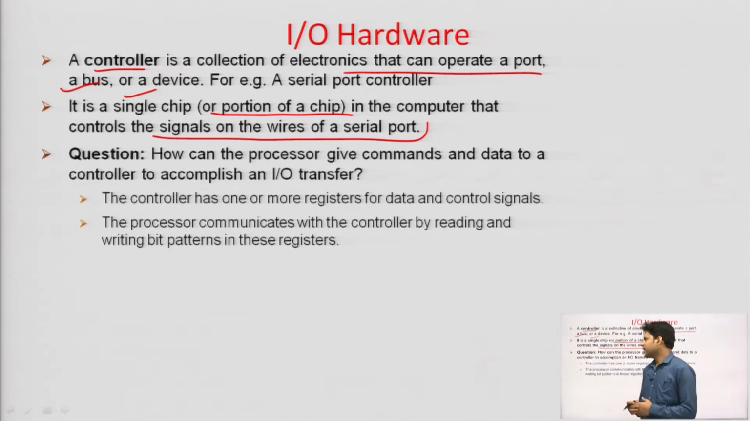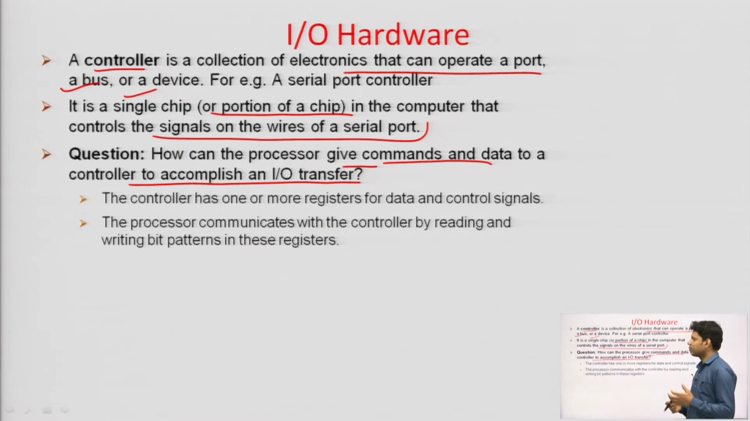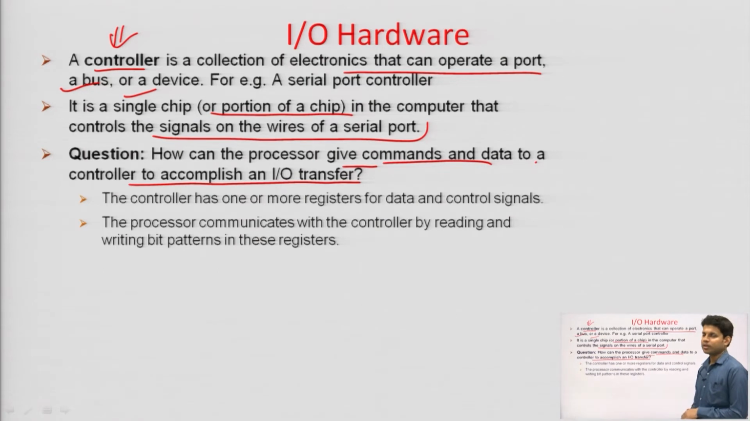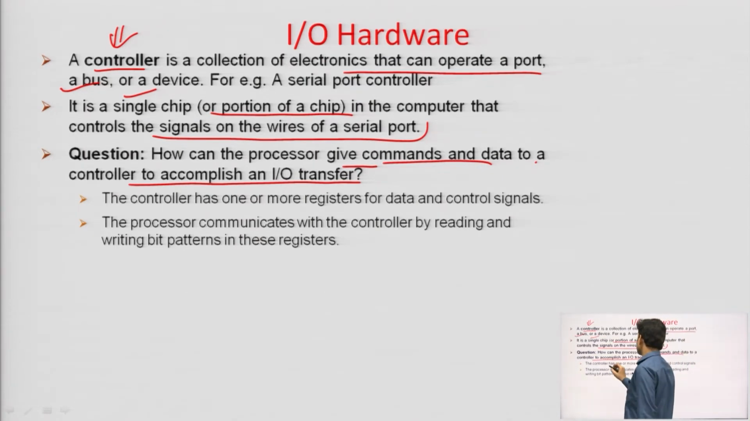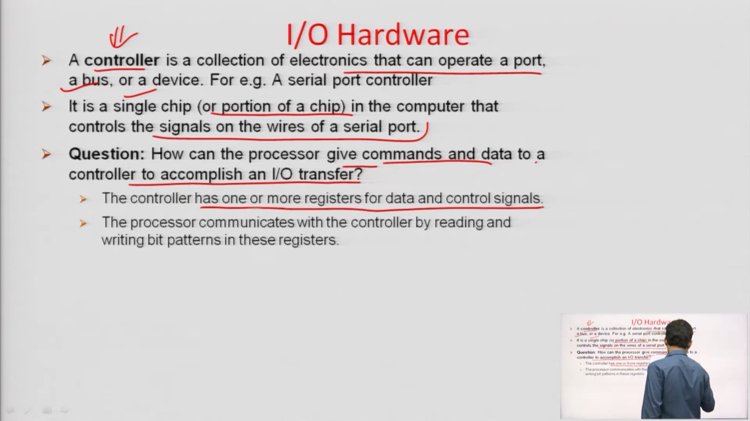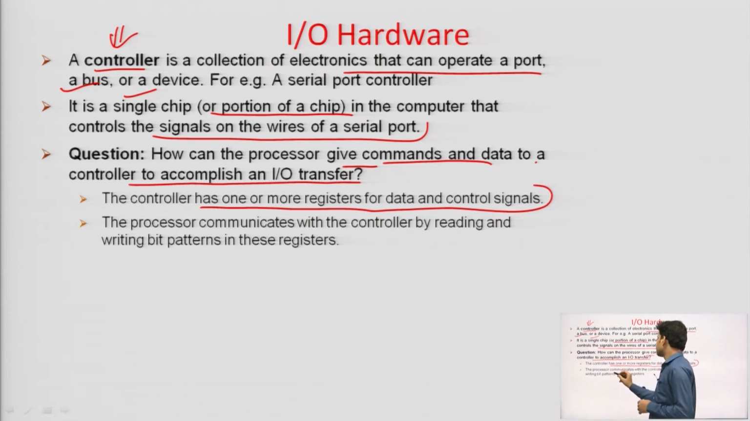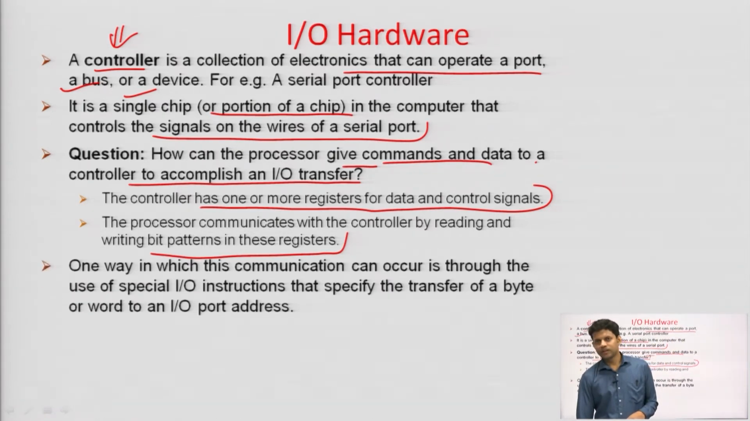Now the question arises: how can the processor, meaning the CPU, give commands and data to a controller to accomplish an IO transfer? There are two ways. First, the controller has one or more registers for data and control signals. Second, the processor communicates with the controller by reading and writing bit patterns in these registers.